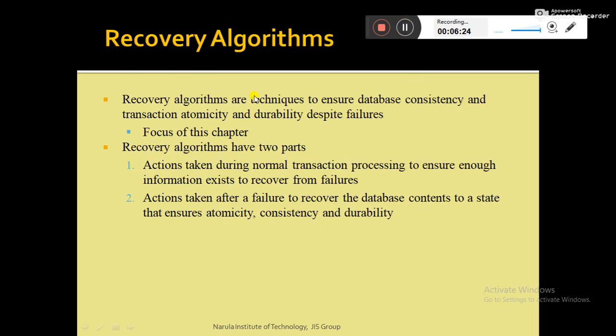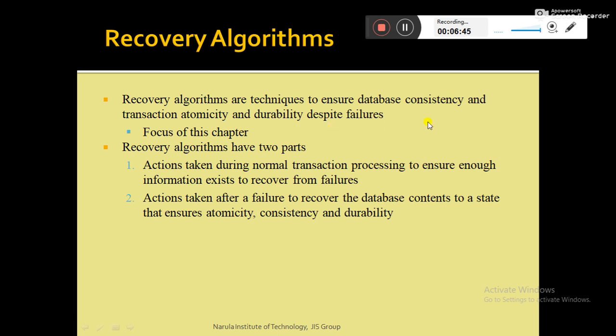The next is the recovery algorithm. The recovery algorithm is a part of the recovery management system. It means the recovery management system follows some recovery algorithm by which it ensures the database consistency property, atomicity property, and durability property despite transaction failure.